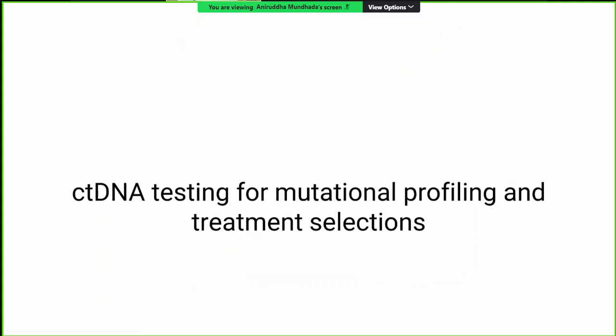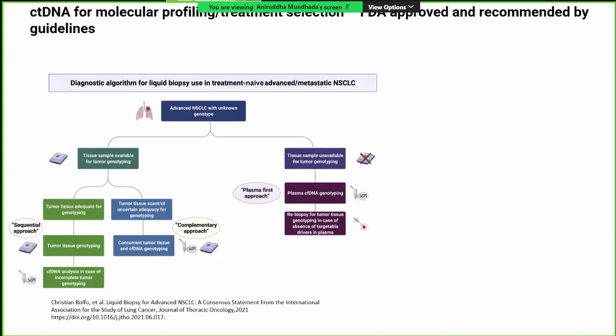In ctDNA testing and mutational profiling and treatment selection, it has a role in further classification of the tumors as compared to biopsy, and this can help in getting a much more personalized therapy for such tumors. In this case, we are talking about lung cancer, where multiple ctDNA assays have been shown to be effective in defining the treatment selection.